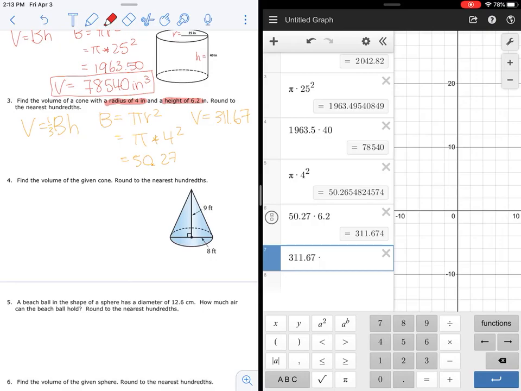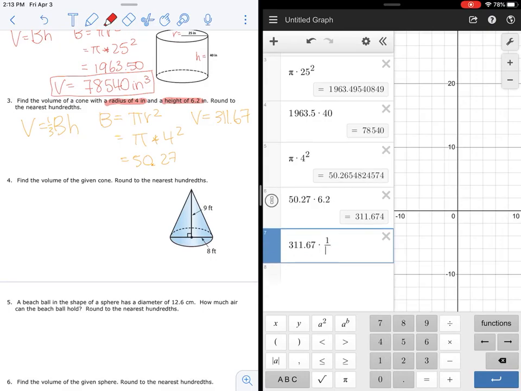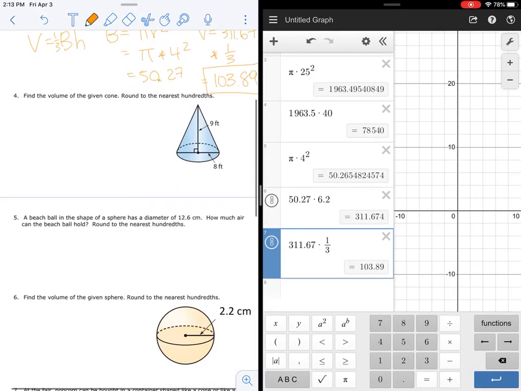311.67 times 1/3. So the division symbol can give you the fraction. So now we have 103.89 as our final answer. So after you multiply that by 1/3, we get 103.89. There we go. Number 4, find the volume of the given cone, round to the nearest hundredths.